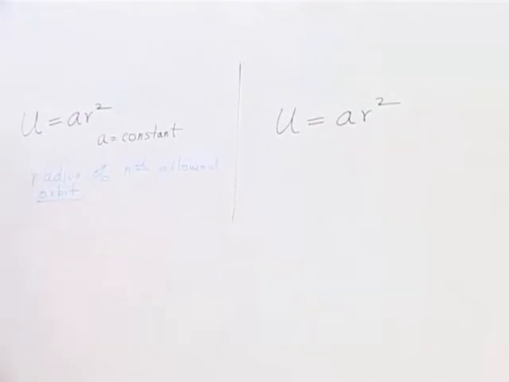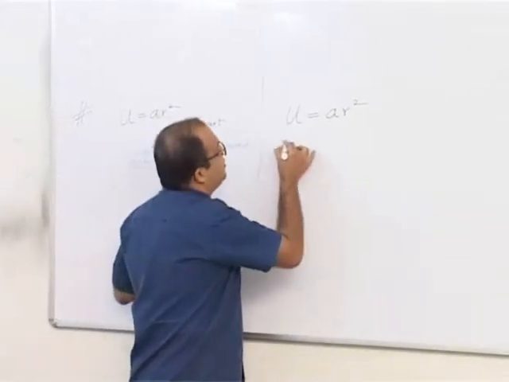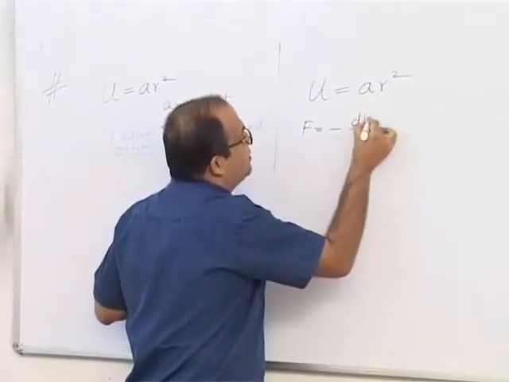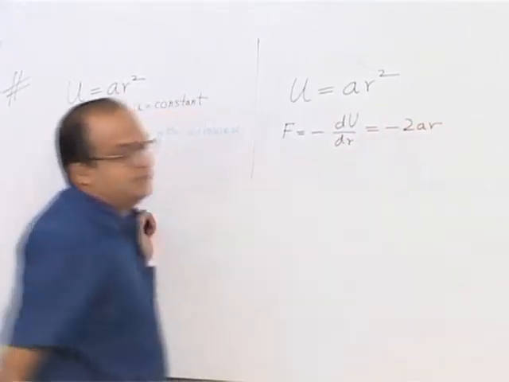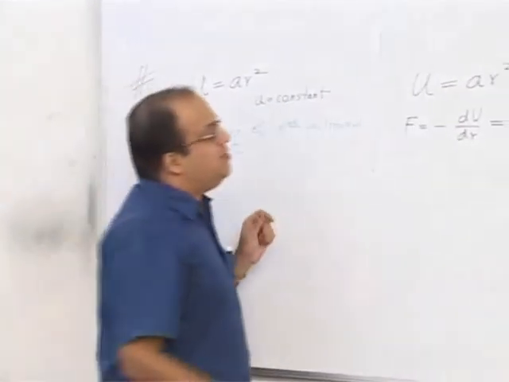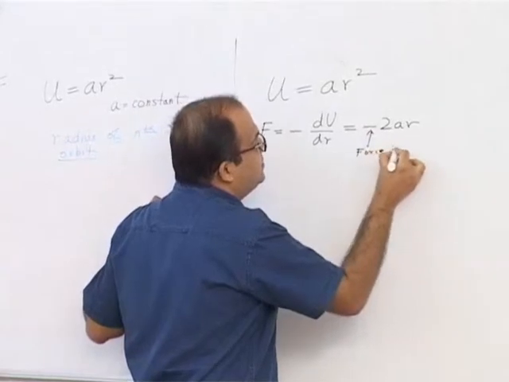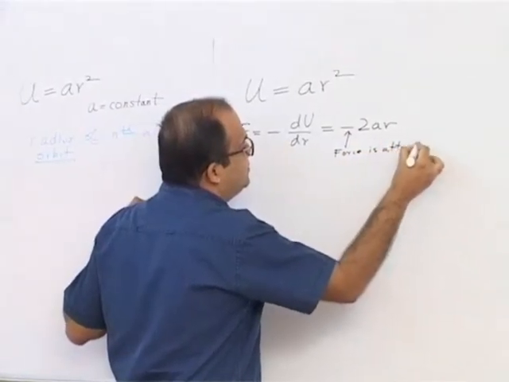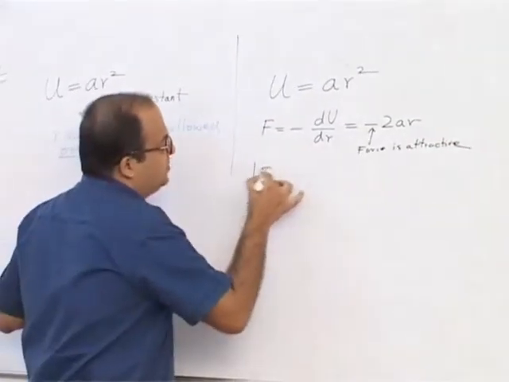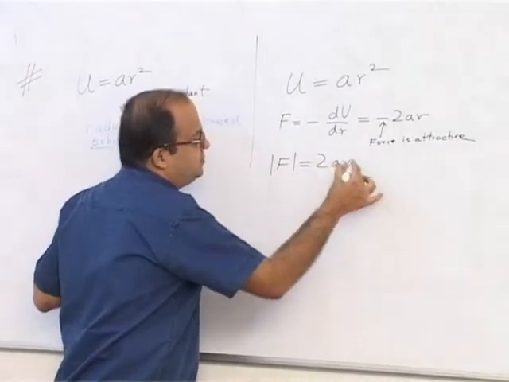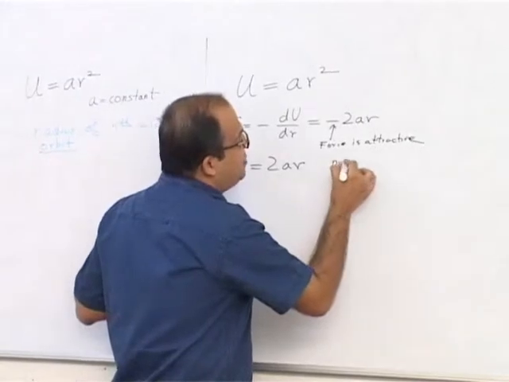The first thing is how to get force from potential energy. Force will be equal to minus dU by dR. That becomes minus 2AR. This minus sign shows that the force is attractive. So magnitude of the force is just 2AR, and this force provides the necessary centripetal force.